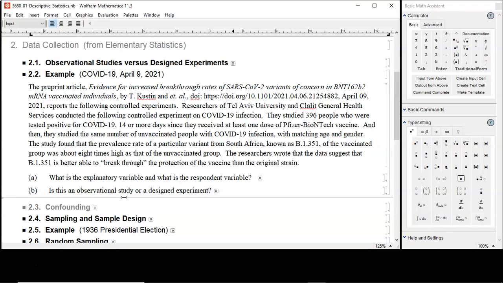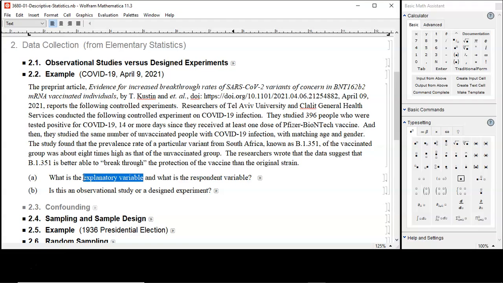Now, do you agree? Of course you do. Nowadays everybody agrees, but at this time, March and April of 2021, that was a new result. So, let's come back to this question here. What is the explanatory variable and what is the respondent variable? What's the cause that divided one group and the other? And what's the result?